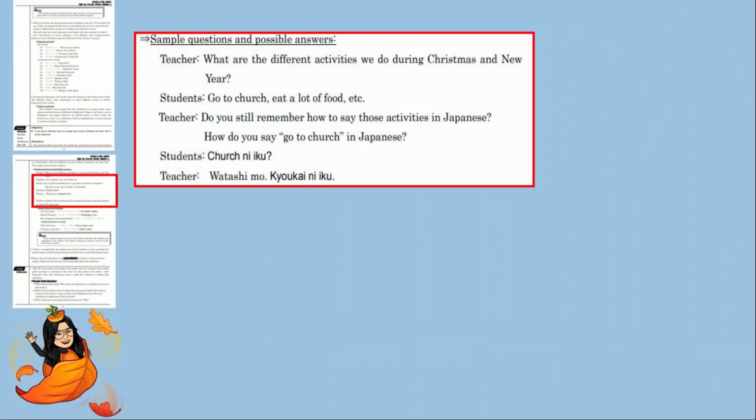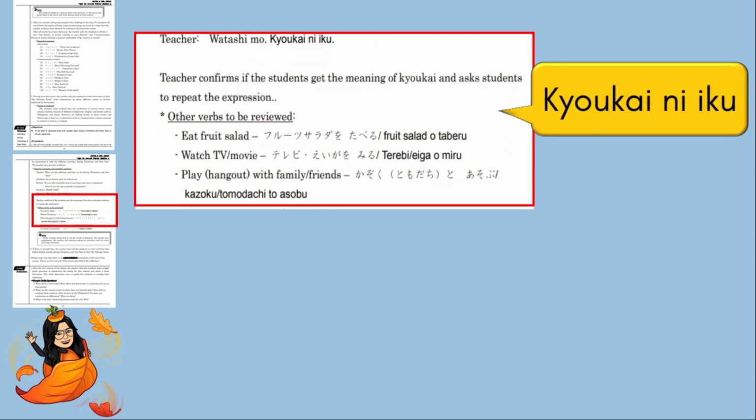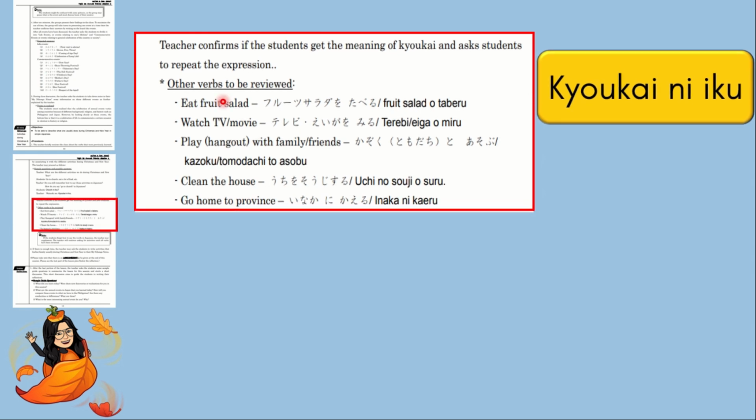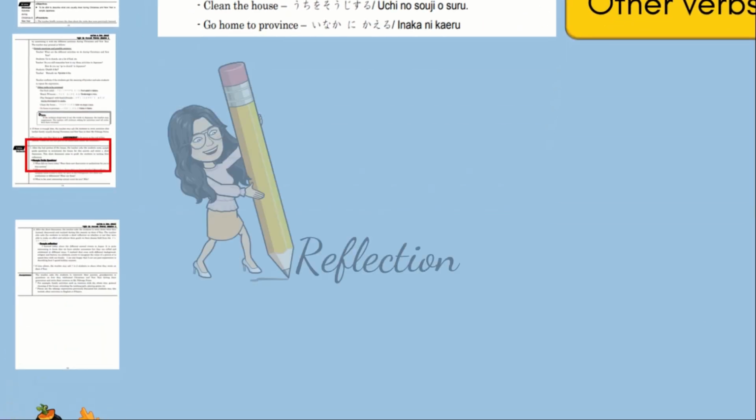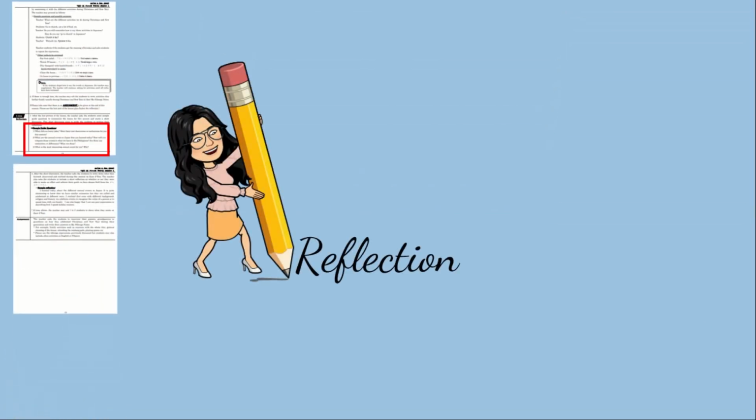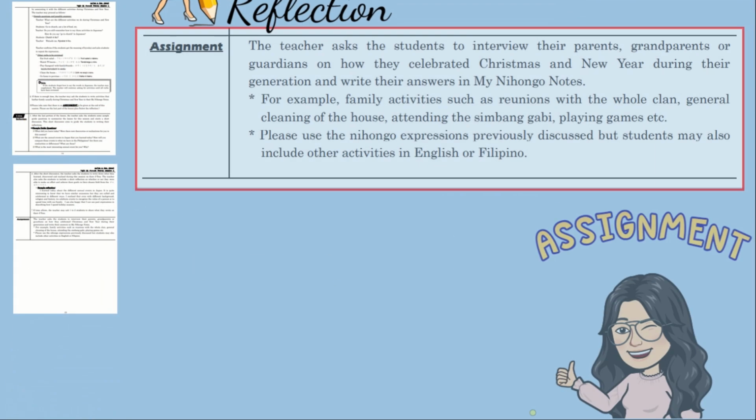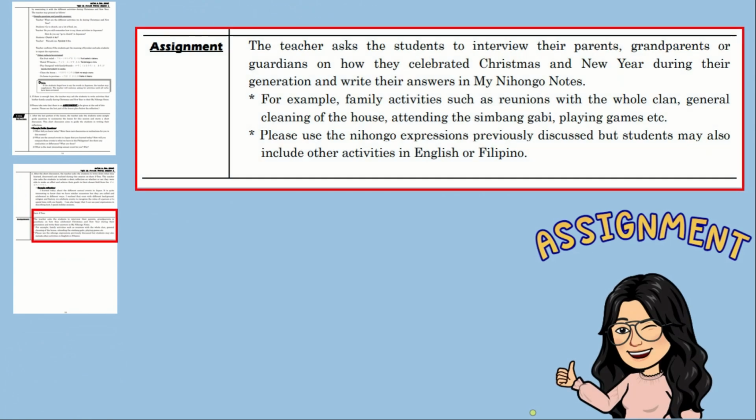The next part is the Nihongo part, wherein we are going to use the vocabulary word for this session. That's kyokai. And to review the other verbs related to the other activities, you have here taberu, miru, asobu, suru, kairu. Followed by students' reflection about the session, and the teacher will give an assignment to conclude the session.